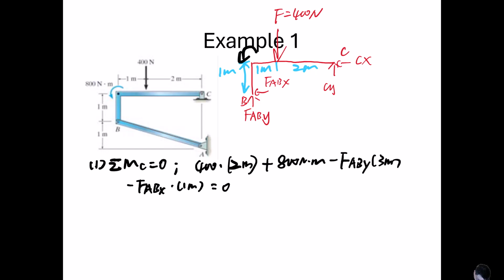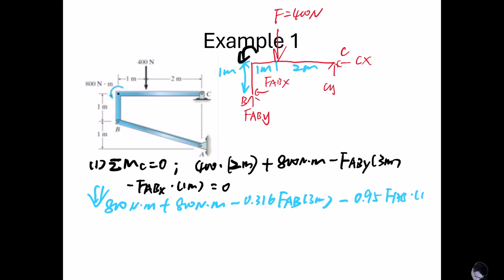So the equation will become 800 Newton meter plus 800 Newton meter minus 0.316 FAB times 3 meter minus 0.95 FAB times 1 meter equals to 0. So we can solve, okay, just use a calculator, we can solve FAB equals to 483.